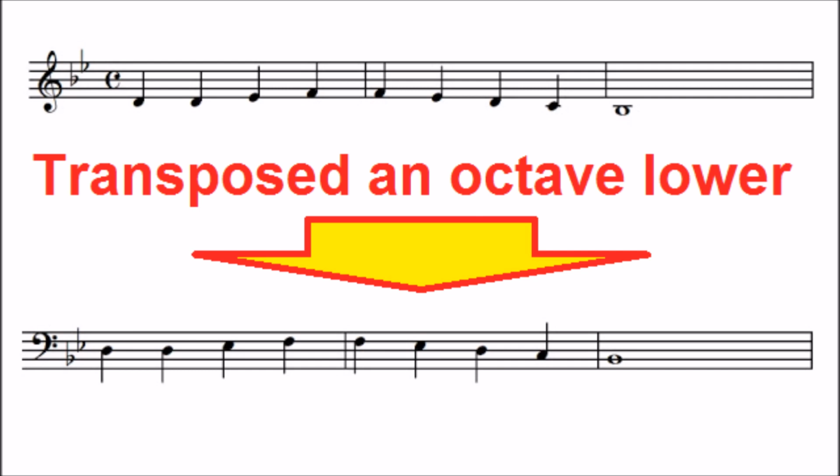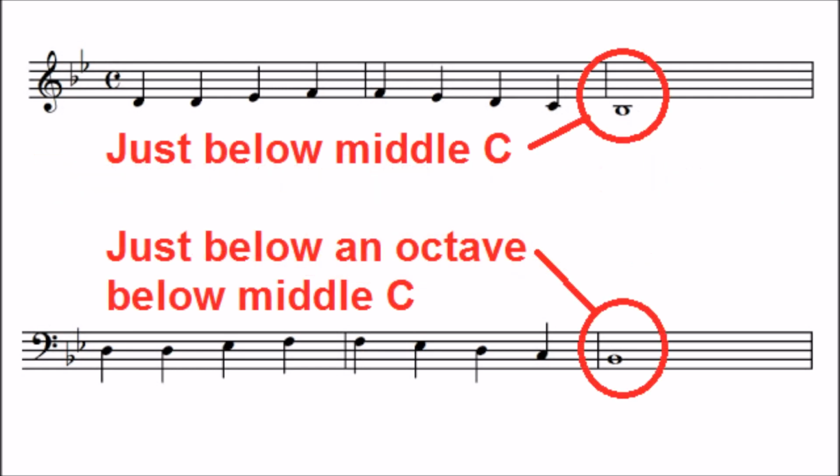The best way of making sure of getting exactly an octave apart is to work out how far the given note is away from middle C. So in this example, the last note is a B flat just below middle C, and when transposed an octave down, it'll be just below an octave below middle C.